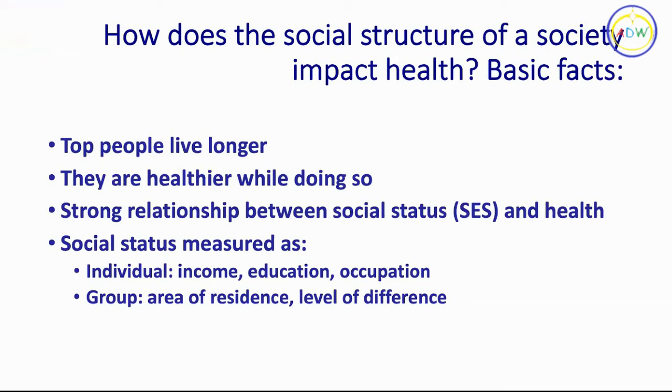And we know that people at the top live longer and they are healthier while doing so. In social structure, there is a strong relationship between social status and health. We measure the social status of individuals by income, education, and occupation, and the social status of a group of people is measured by area of residence and level of difference.